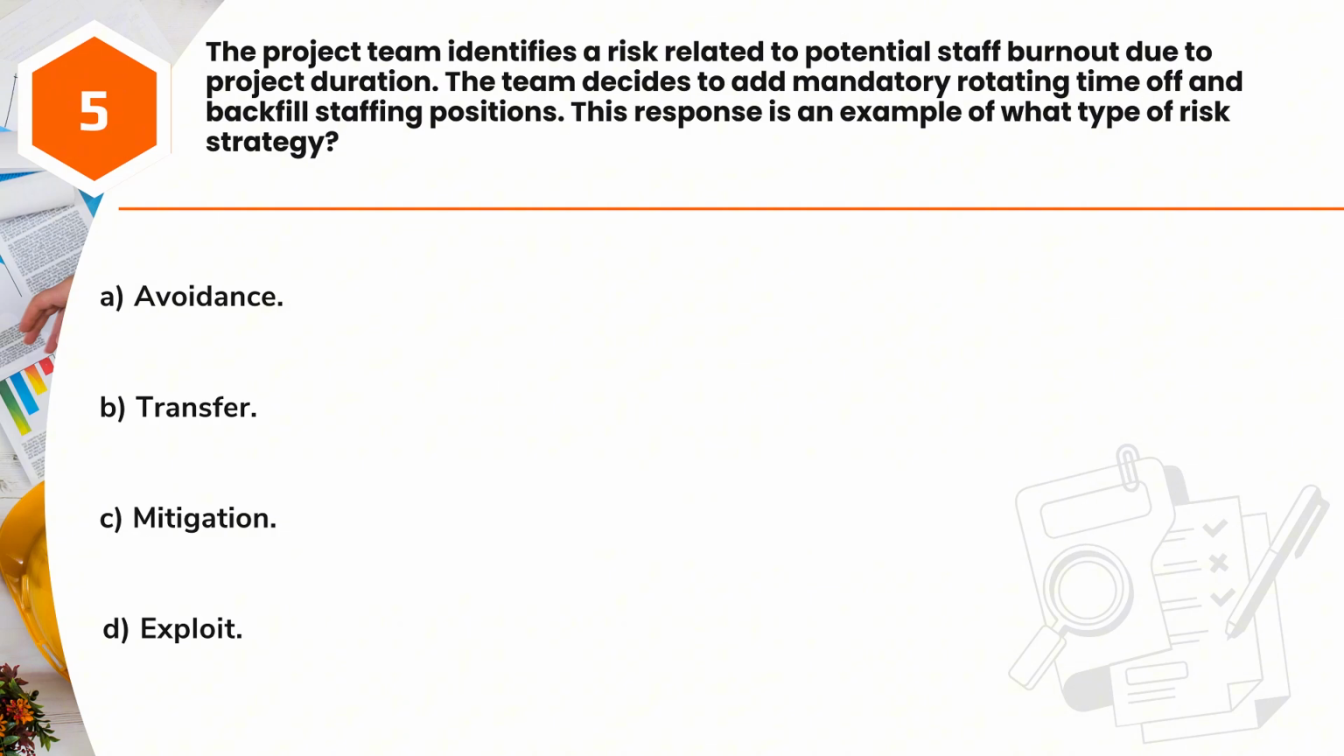Question 5. The project team identifies a risk related to potential staff burnout due to project duration. The team decides to add mandatory rotating time off and backfill staffing positions. This response is an example of what type of risk strategy? A. Avoidance. B. Transfer. C. Mitigation. D. Exploit.